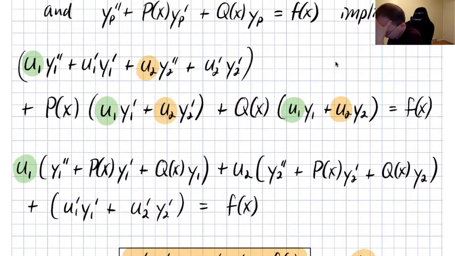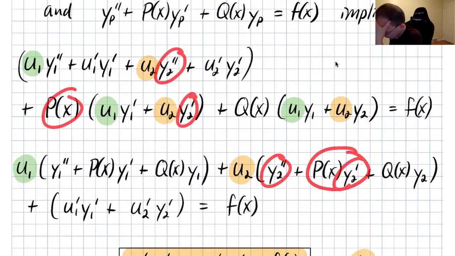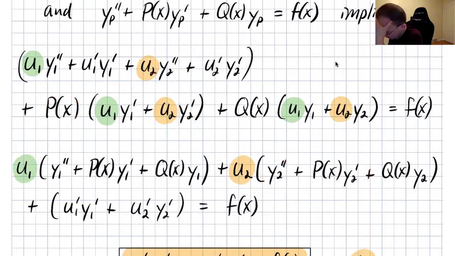And then we do the same thing with u2, and we get very much the same thing. We get y2 double prime, p of x times y2 prime right there, and we get q of x times y2 right there. And what are we left with? We're left with this stuff. So we're left with this term and this term. That goes right there.